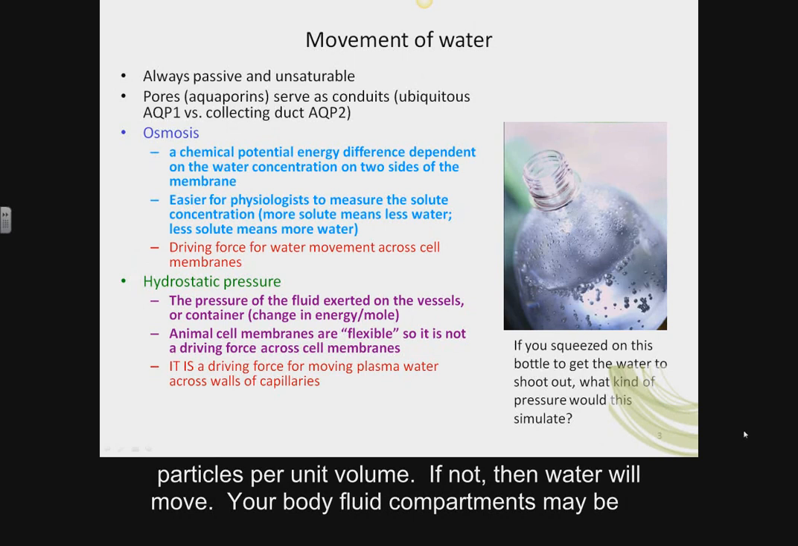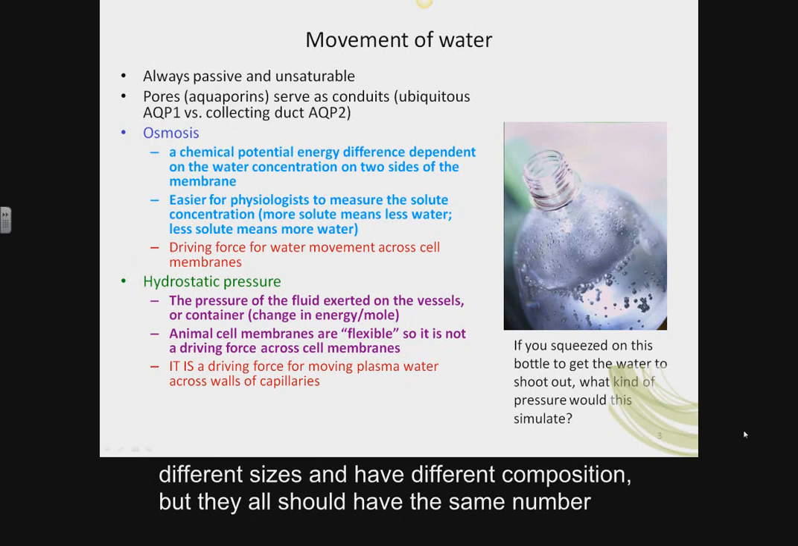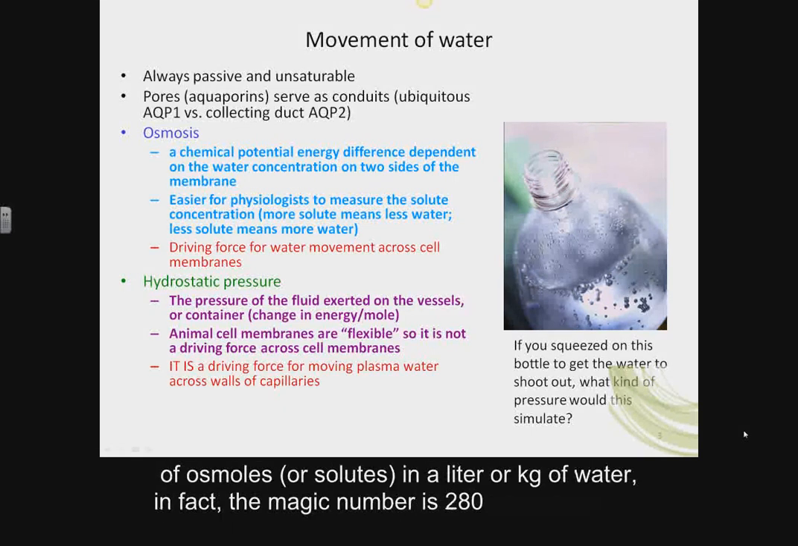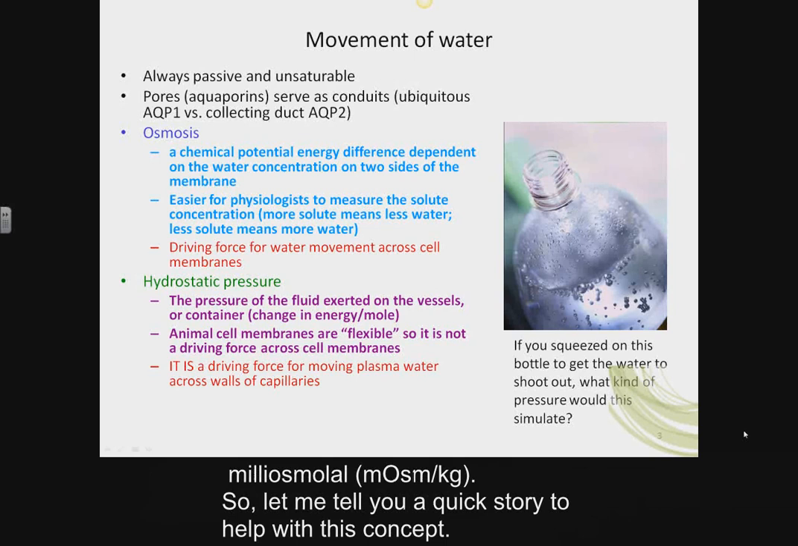Your body fluid compartments may be different sizes and have different composition, but they all should have the same number of osmoles or solutes in a liter or kilogram of water. In fact, the magic average number is about 280 milliosmolal.